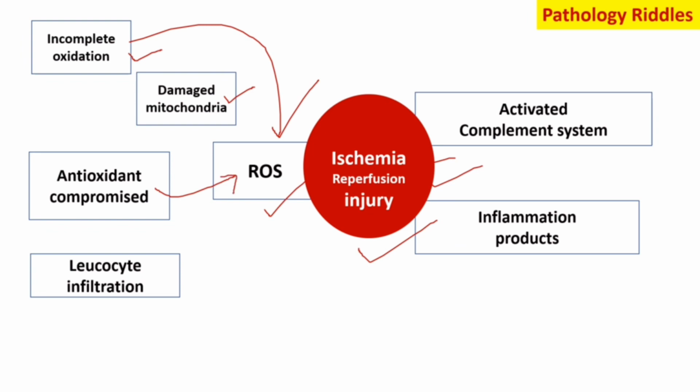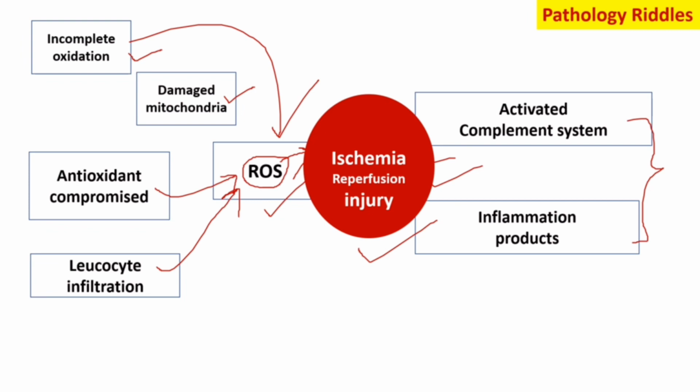And third, whenever there is damage, the body responds with inflammation. The inflammatory cells will reach that area and they will also produce reactive oxygen species in the process of removing damaged tissue. So all these are going to increase the reactive oxygen species, which can result in damage to that tissue which has already undergone ischemia. Second is the activated complement system and inflammation products. These two will also get activated whenever there is ischemia reperfusion injury. The complement system, finally the end product, can cause damage to the cell.